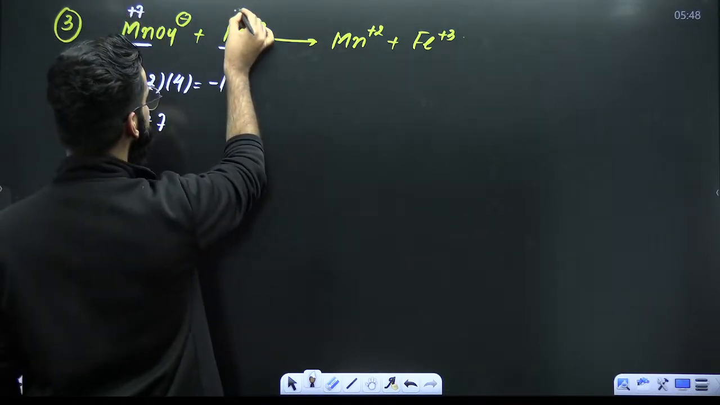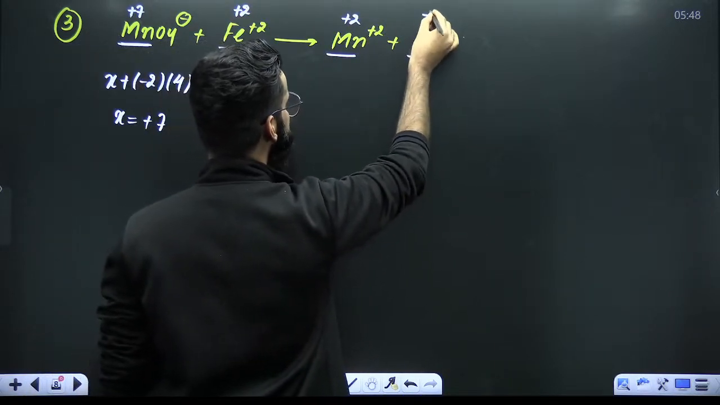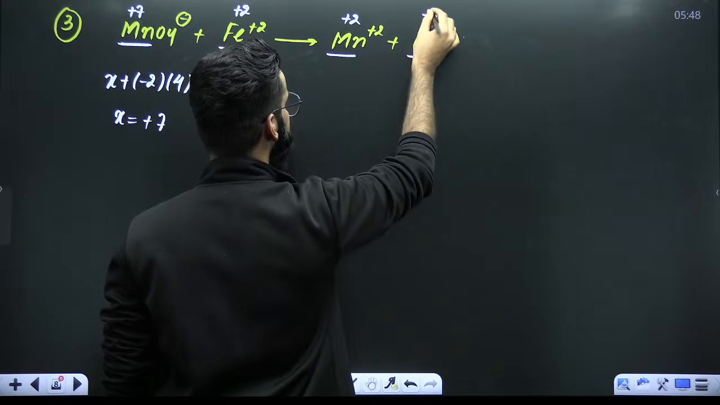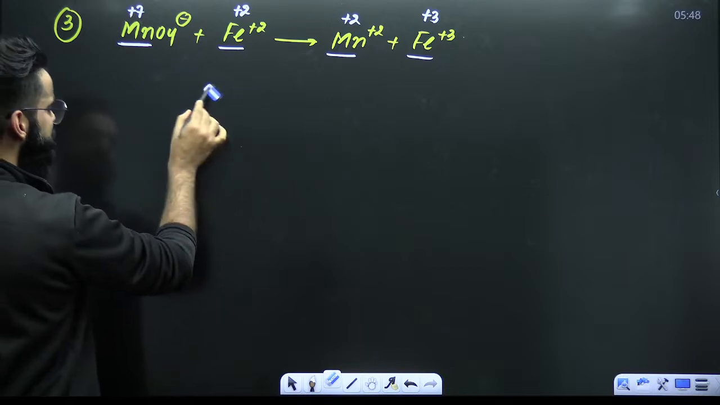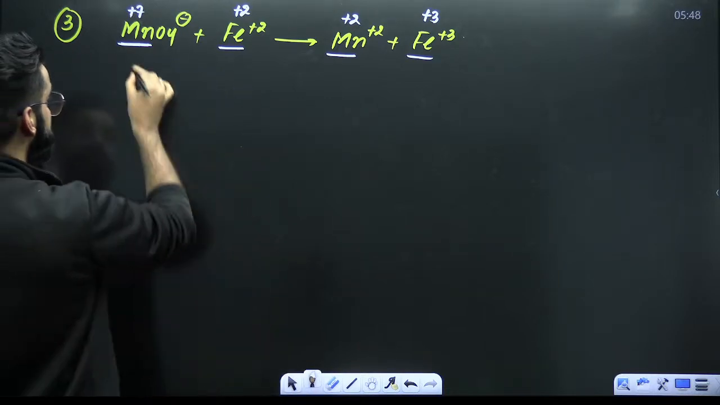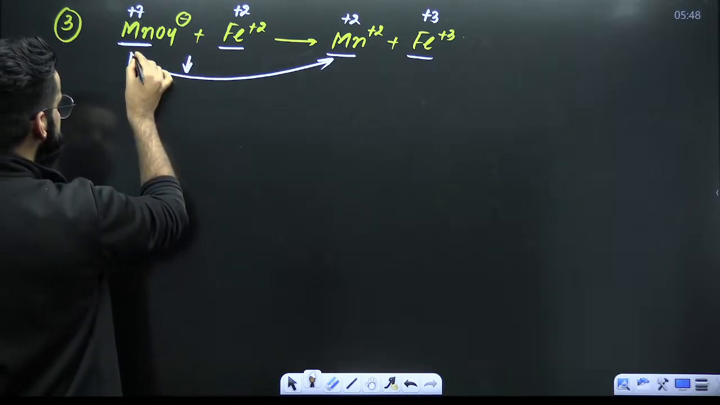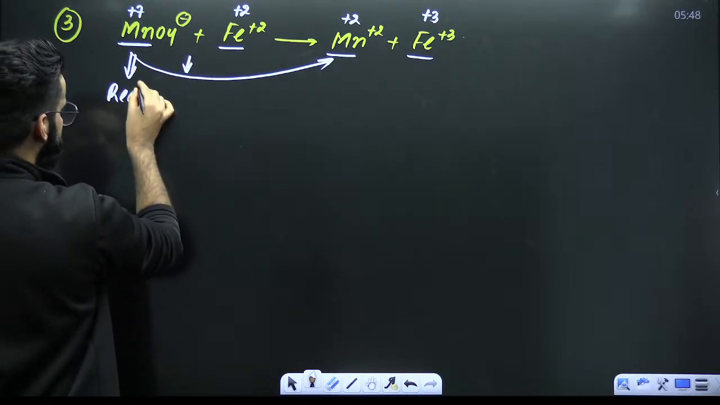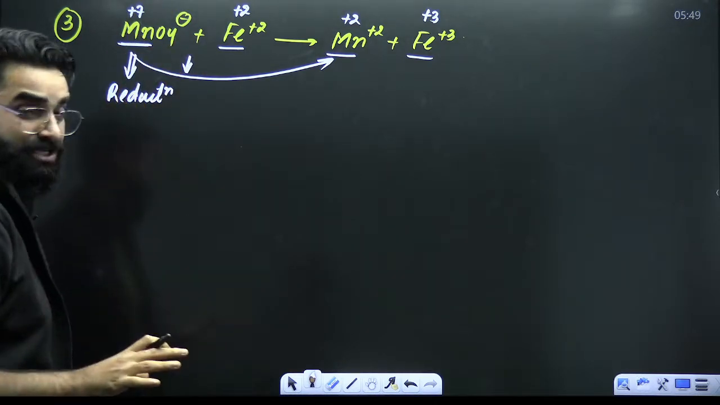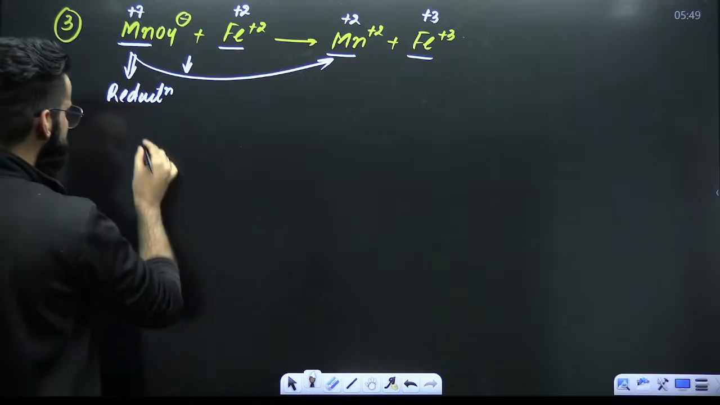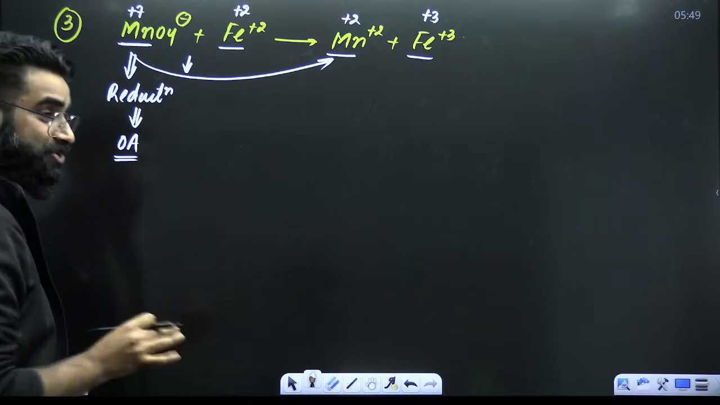What is the charge present on this iron over here? It's +2. Charge present on the manganese, it's +2. And charge present on iron right here is +3. Right? Now check exactly whether the oxidation state of manganese is increasing or decreasing. +7 to +2. Decrease in the oxidation state. Decrease in the oxidation state is something which we call as reduction. So I would say this MnO4 negative is undergoing reduction in this particular case. And that particular species which undergoes reduction, that is something which you'll be calling as oxidizing agent.